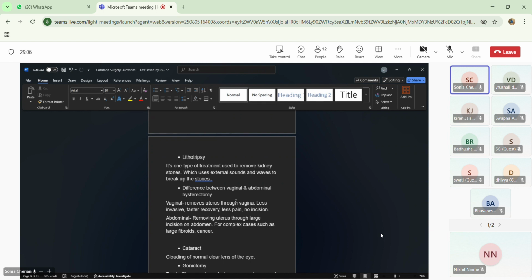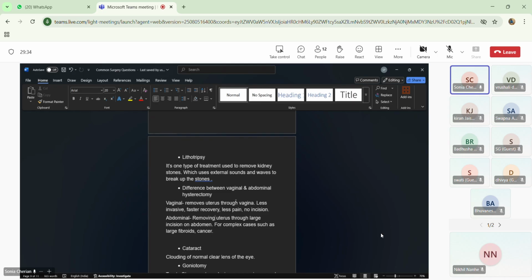But in abdominal hysterectomy, it's a kind of a cesarean section, right? And there will be a very large incision on the abdomen. Okay, and they have to take rest for almost 2 to 3 months, like how they need rest for cesarean section. Likewise, okay.